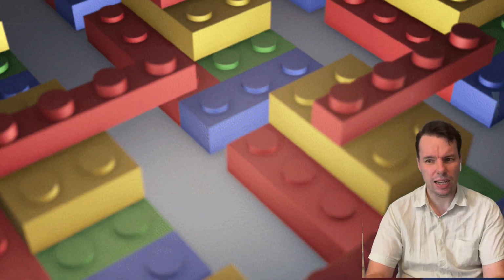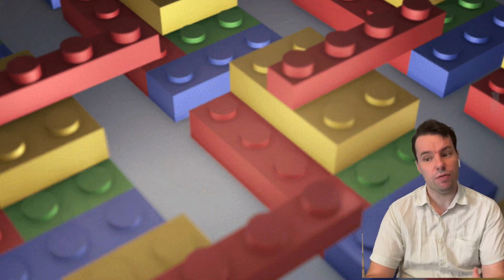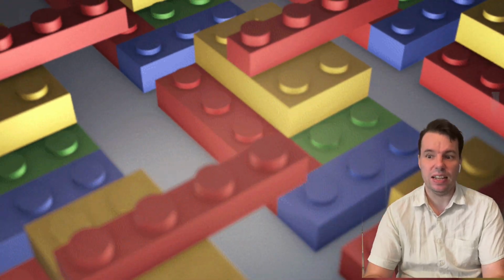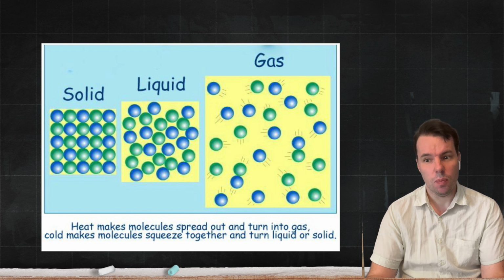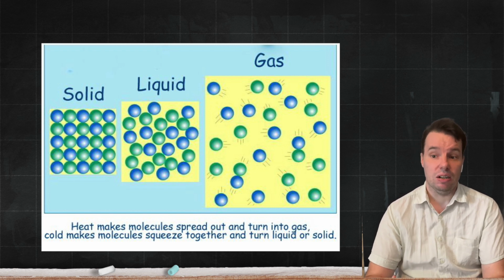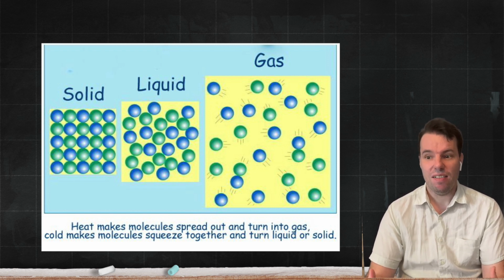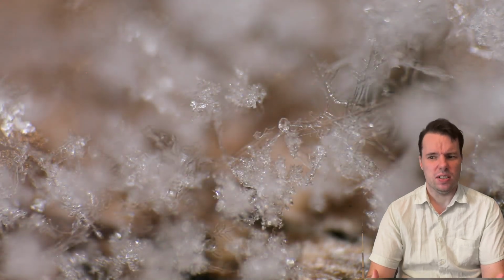Well, like your Lego sets at home, all of the molecules are different shapes and like to fit together in different ways. When a liquid turns into a solid, the liquid molecules will start to slot together, like your Lego set, and they are in a specific shape. For example, all snowflakes are different, but they all have 6 arms.